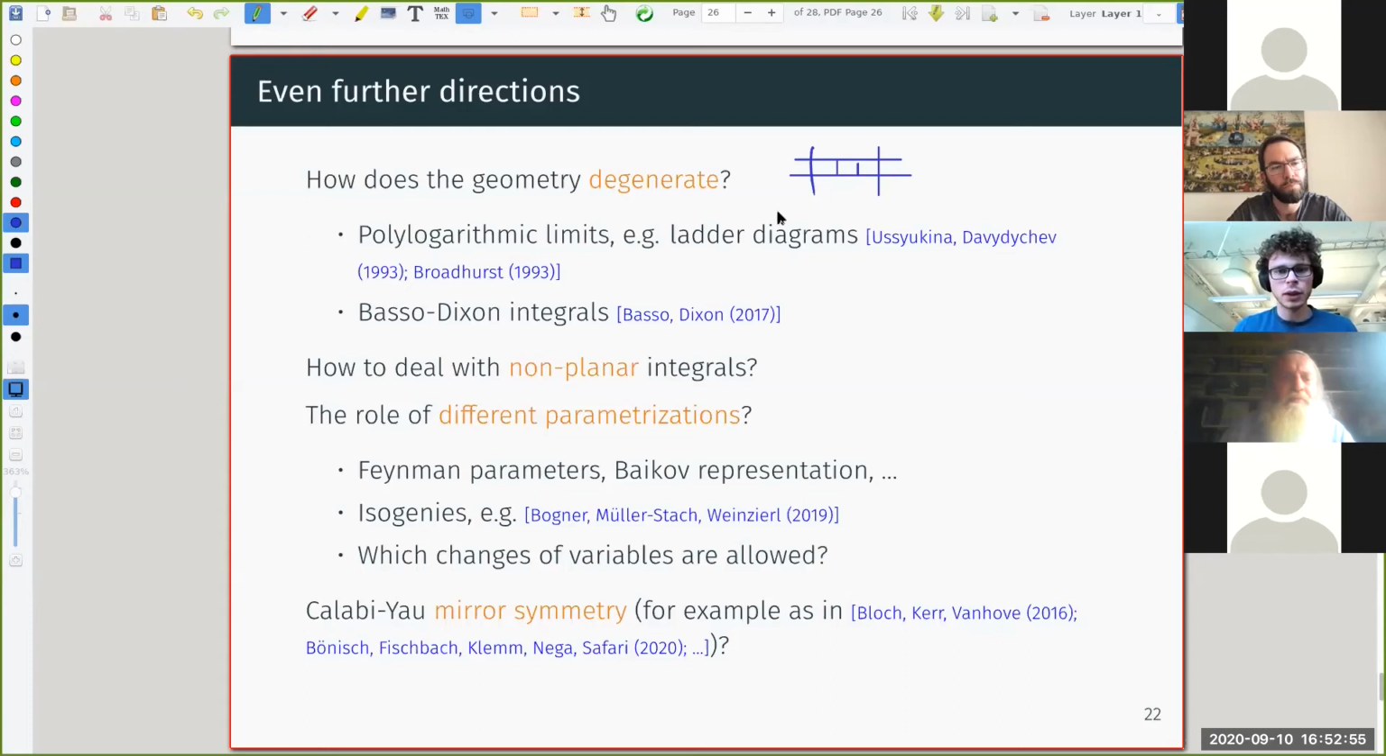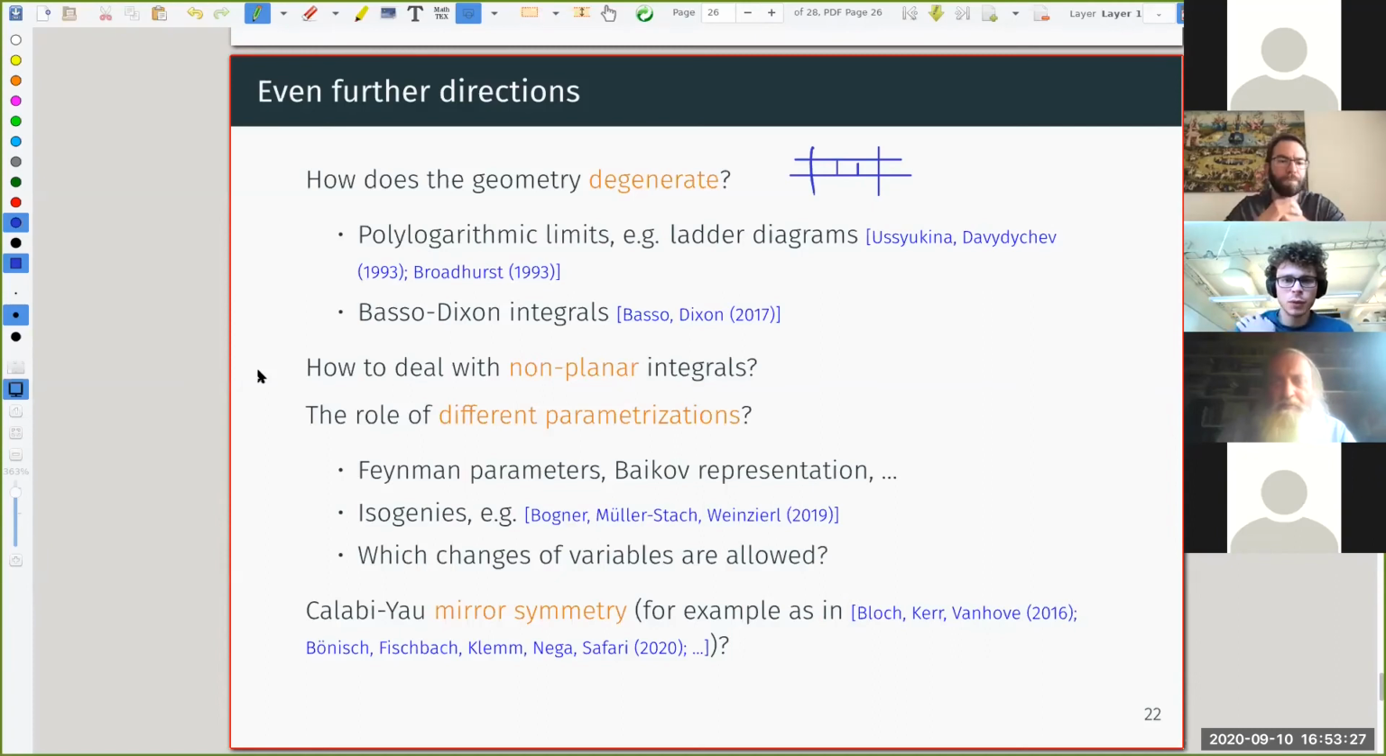Yeah, these fishnet integrals. Okay, so another open point is: how are we going to deal with non-planar integrals? Because now this was all done using this Twistor approach, so tied to planarity, but I guess it would be nice to also have a description for non-planar integrals, because we also know that there's going to be some Calabi-Yau for non-planar integrals.